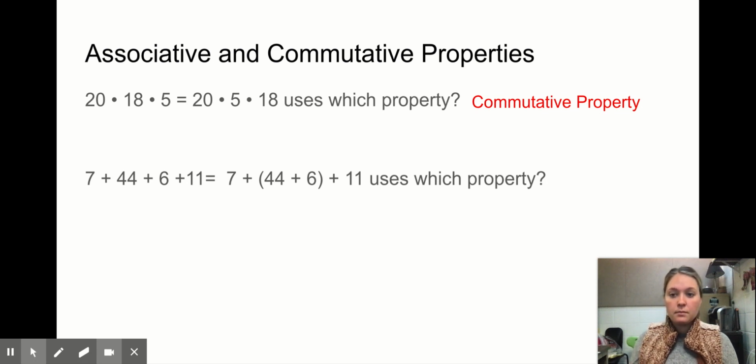Second question, which property was used there? That was the associative property. Notice how we added parentheses, okay? We grouped those together. We grouped the 44 and the 6 together because that's a nice number at 50. Okay? 7 plus 50 plus 11 becomes easier. Okay, so 7 plus 50 is 57. 57 plus 11, 68. Okay, so that's what we got.